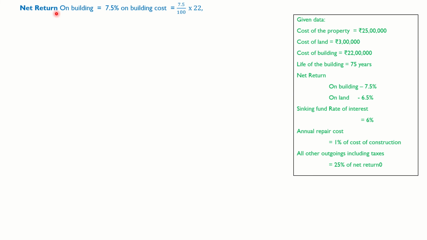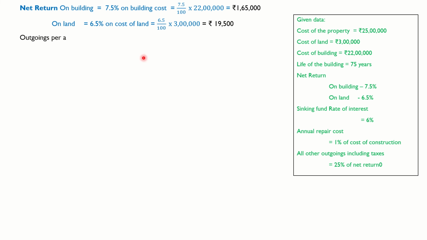Let us calculate the net return on the building, which is 7.5% on building cost as expected by owner. That is 7.5 by 100 into cost of the building. So we got it as 1,65,000. On land he is expecting 6.5%. So 6.5 by 100 into cost of the land, which is 3 lakhs. We get it as 19,500.